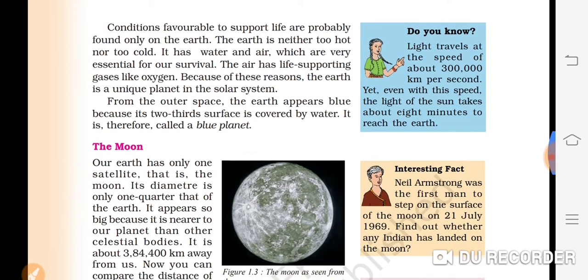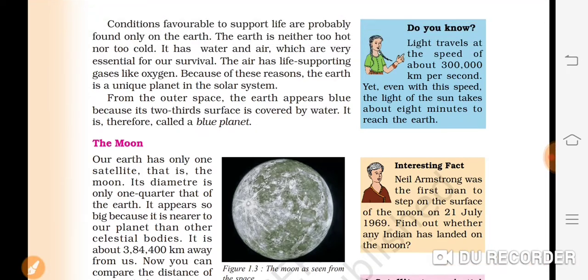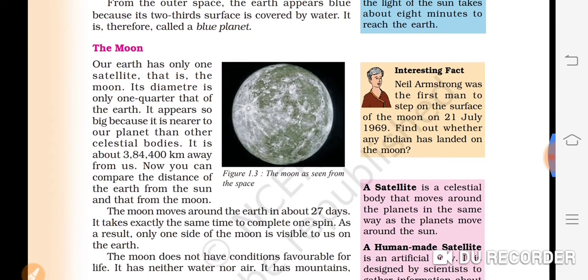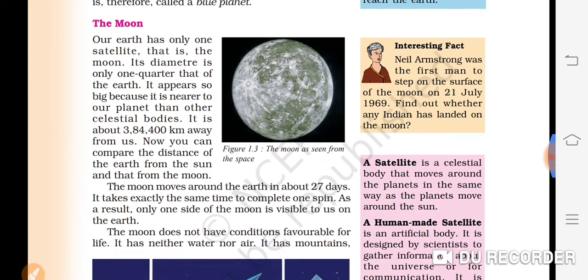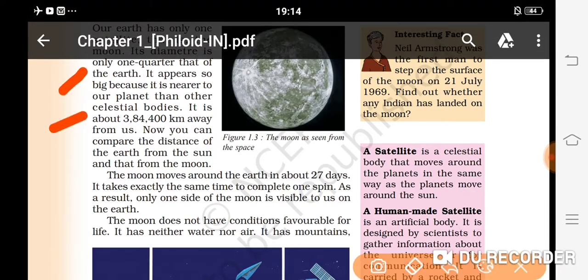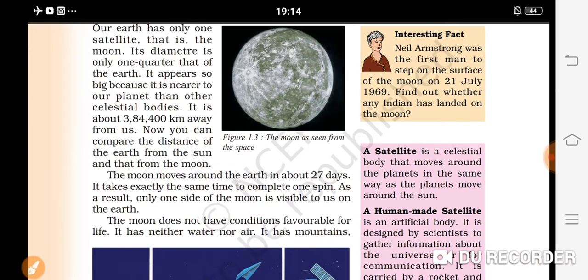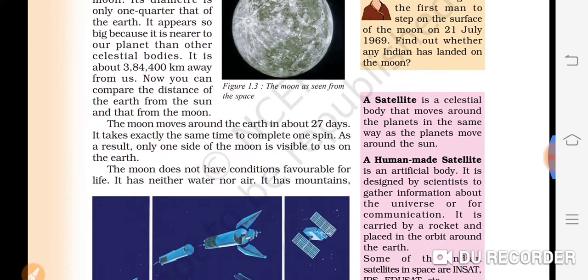Next is the Moon. Before it, do you know again? Light travels at a speed of 3 lakh kilometers per second. Okay, the Moon. Our Earth has only one satellite, that is the Moon. Its diameter is only 1/4 that of the Earth. It appears so big because it is nearer to our planet than other celestial bodies. The Moon is very near, 3,84,400 kilometers only, so we can compare it with the distance of the Earth from the Sun.